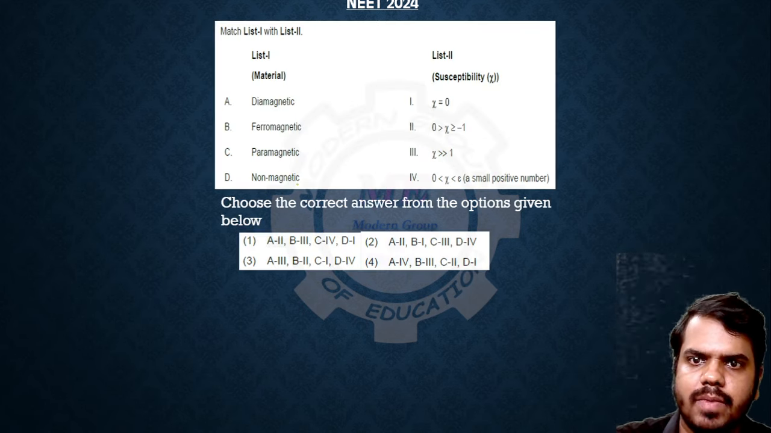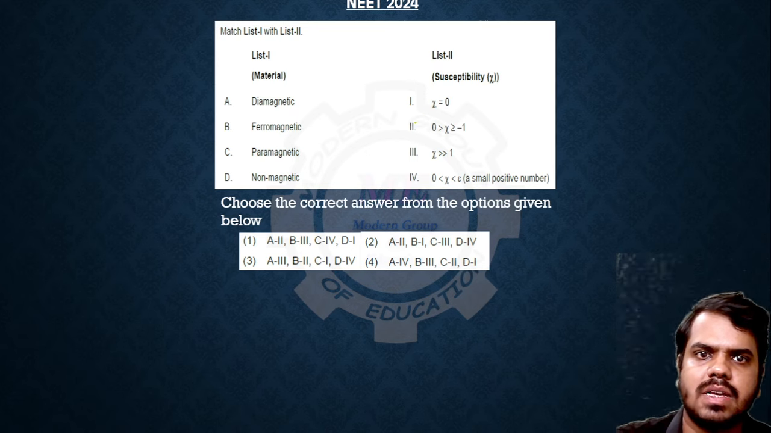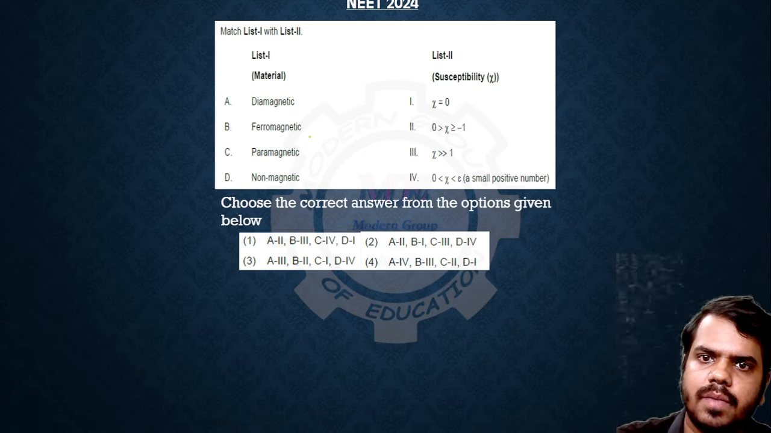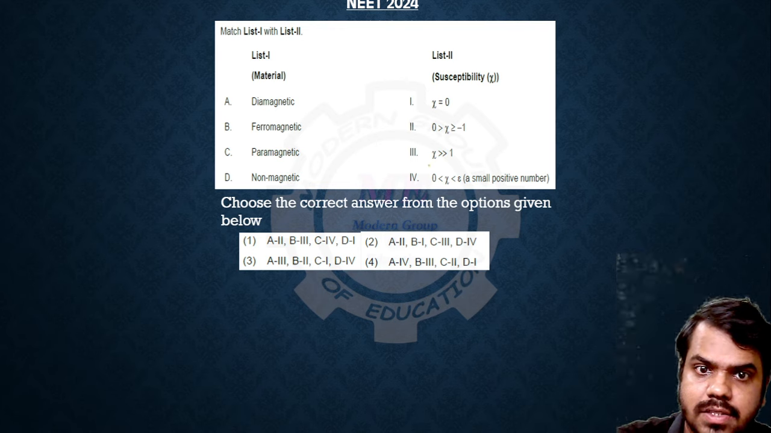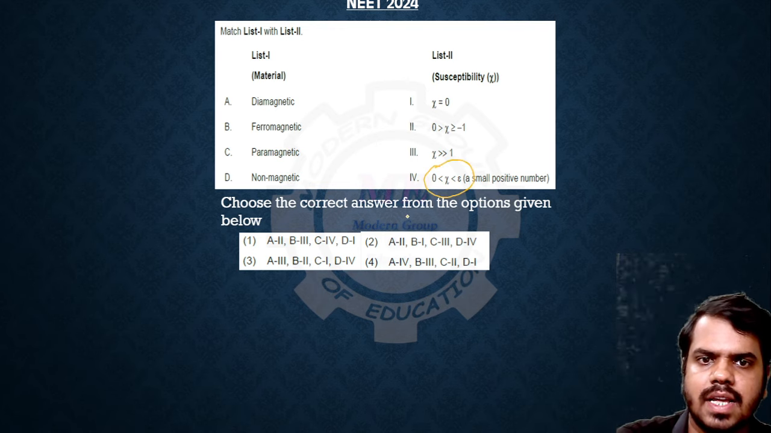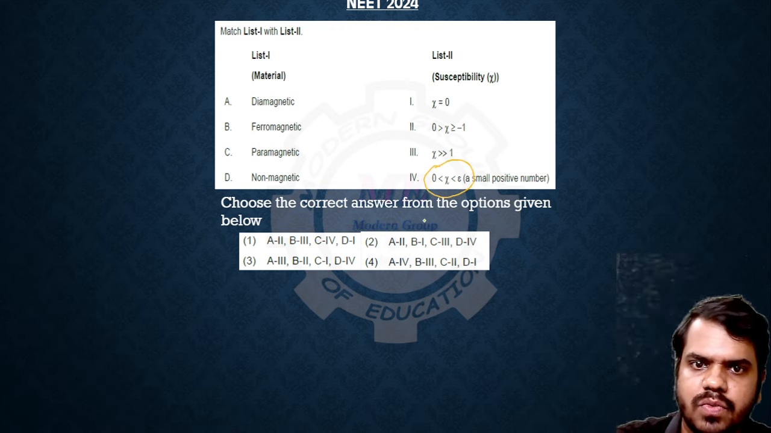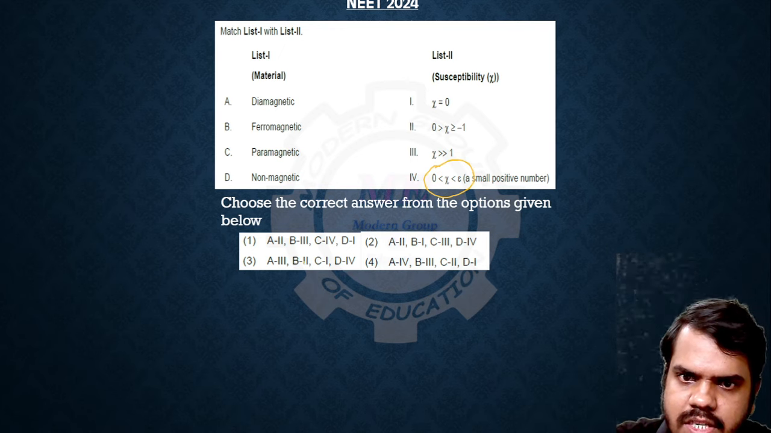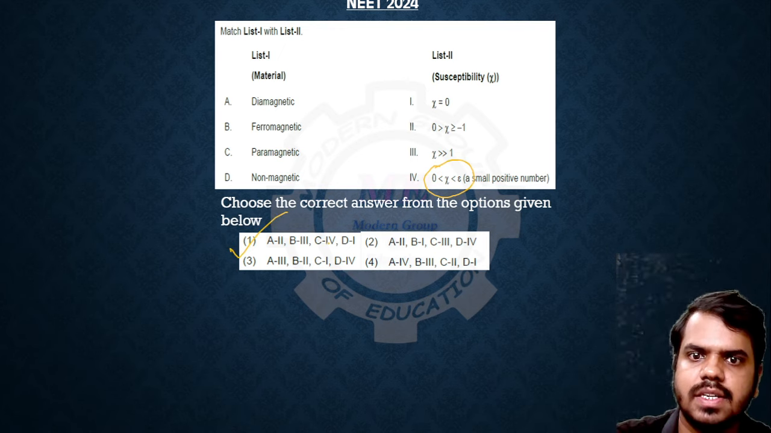Diamagnetic, paramagnetic, ferromagnetic. Here again the same type of question. Paramagnetic has susceptibility chi greater than 0 and less than epsilon, so C is 4, so option 1 is correct.